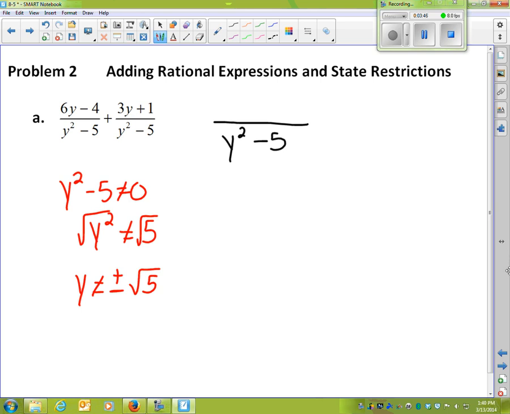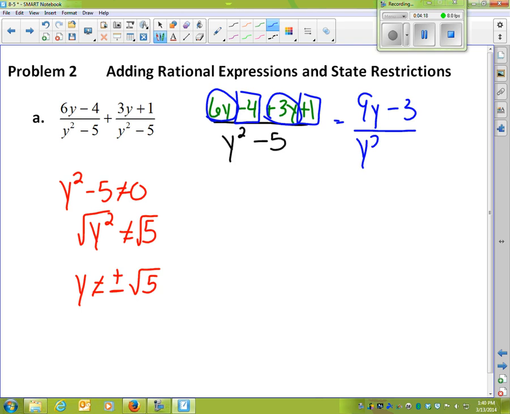All right, moving on now to the numerator. Bring these together. 6y minus 4 plus 3y plus 1. Add the numerator by combining like terms. I have 6y plus 3y and negative 4 plus 1, all over y squared minus 5.